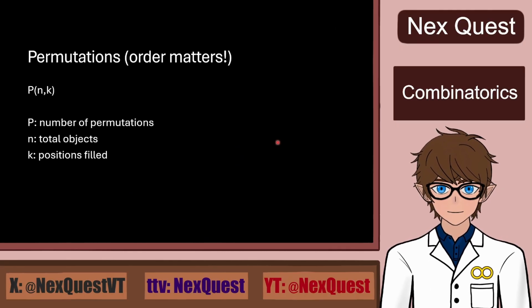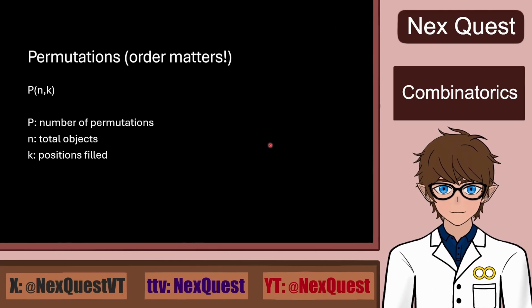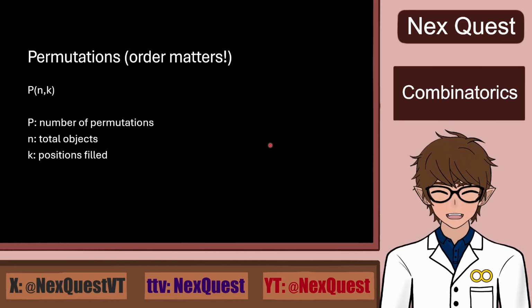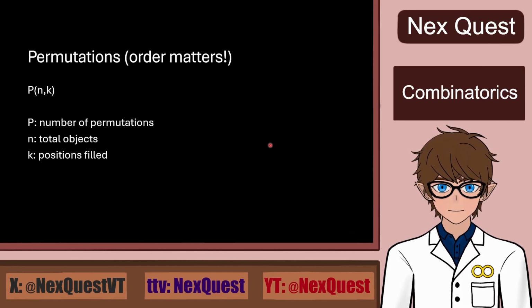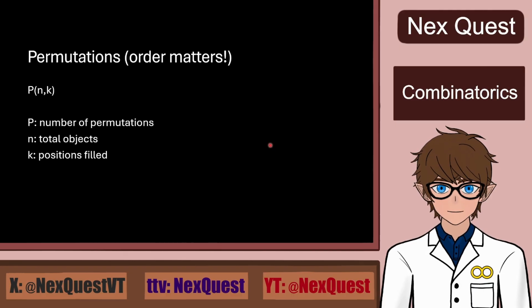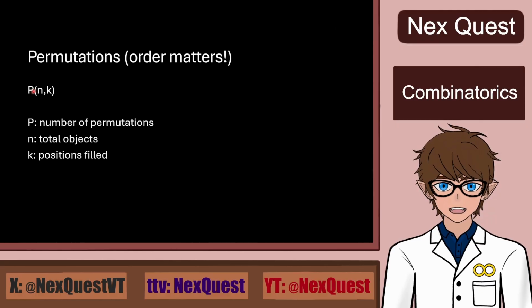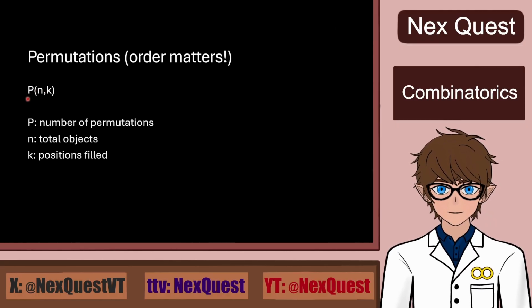So what even is a permutation? It is a selection in which order matters. To be more clear, it is a selection of different elements in which the order matters, meaning red, blue, yellow is not the same as blue, red, and yellow. We mark permutations as P and K, like so.